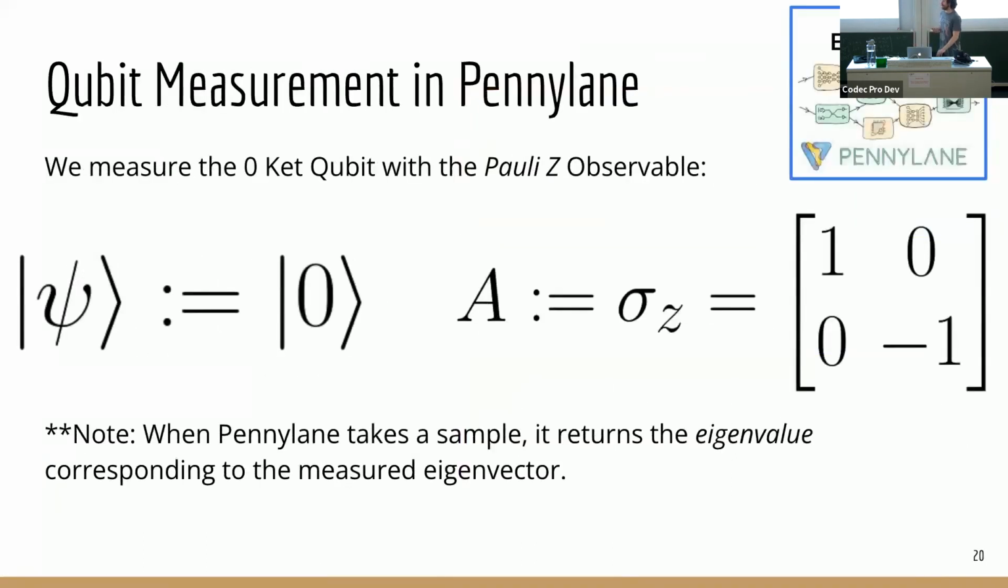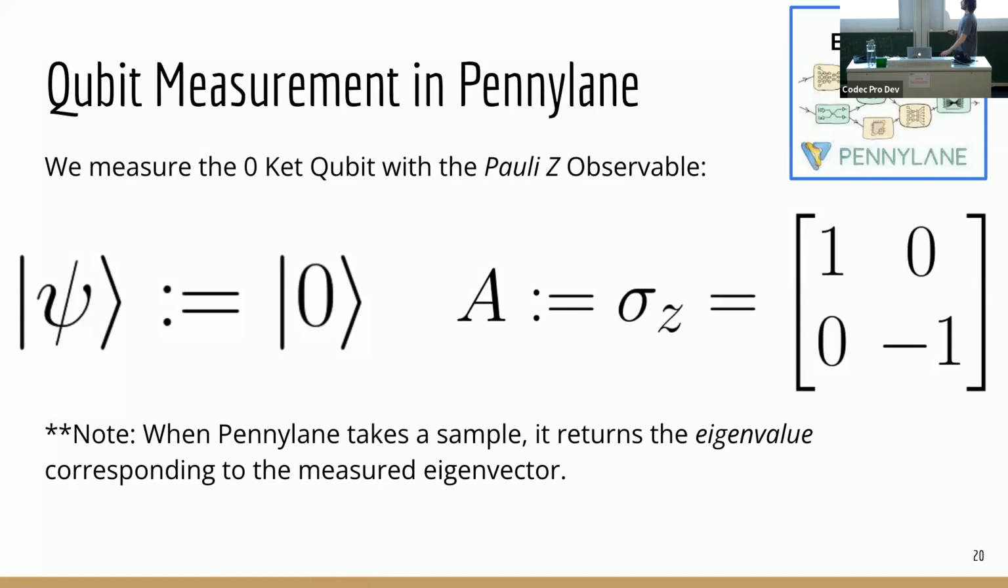Okay, I know that that was a lot of math, and it was rather abstract, so I want to give a concrete example of how this will work. So we're going to go back to PennyLane, and we are going to measure the zero ket using what is called the Pauli-Z observable. So we'll define psi to just be our zero ket that we are familiar with already. And then we are going to define A to be this Pauli-Z matrix. In the literature, you will often see it referred to as sigma subscript Z. It is a matrix with the following entries here on the right.